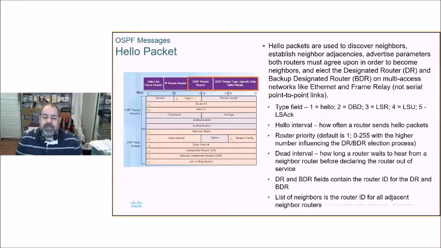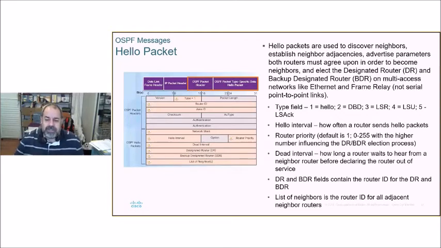And so designated router and backup designated routers are only done on multi-access networks. Basically, as we saw, type 1 is hello, and so on. The hello interval is how often a router sends hello packets. That information is sent in a hello packet, and both routers need to be set up with the same hello interval. If they're different, they won't form adjacency.